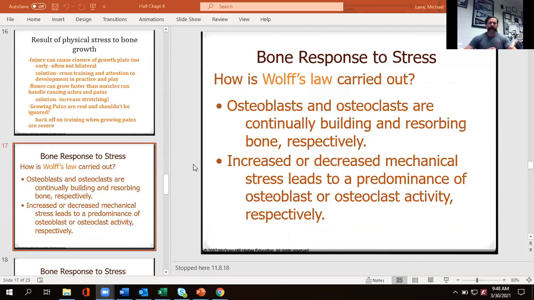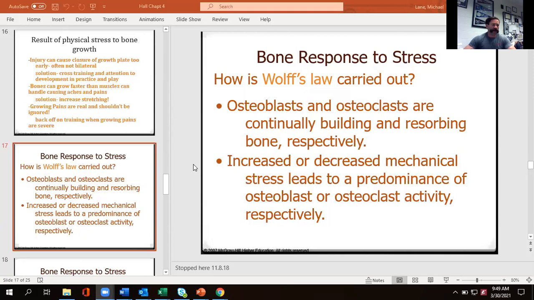Now, the way that our bones are going to respond to stress is what's known as Wolff's Law. Okay. So remember, blasts building, clasts taking away, bone all the time. Depending on if we have more or less mechanical stress going through our body, we are going to be increasing the activity of one or the other. So if you're just lounging around all day, swimming in the pool, not really having to deal with high forces, well, now we're going to have a greater amount of osteoclast activity and less osteoblast activity.